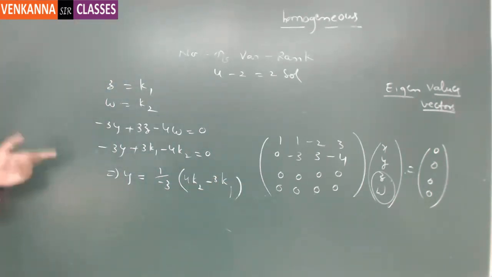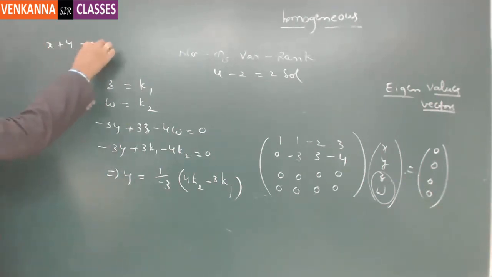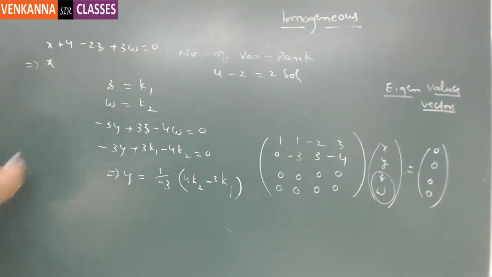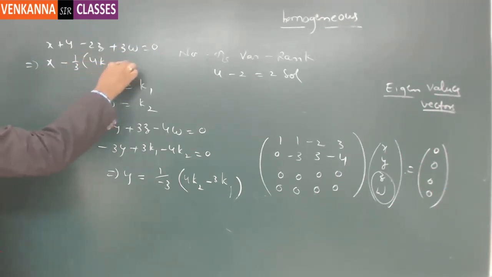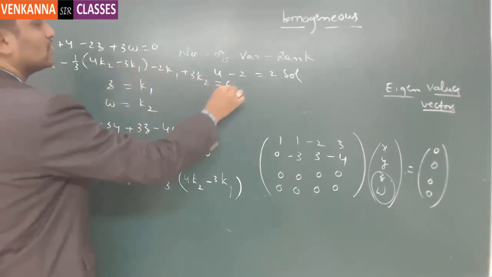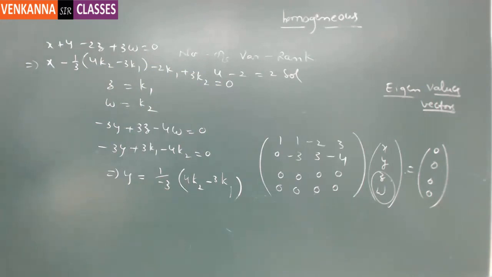Now we substitute x, y, z, w values in the first equation, that is x plus y minus 2z plus 3w equal to 0 implies x minus 1 by 3 into 4k2 minus 3k1 minus 2k1 plus 3k2 equal to 0. On solving this, you will have the value of x. So I think that you are going to get it as k1 minus 5 by 3 k2, I hope so.